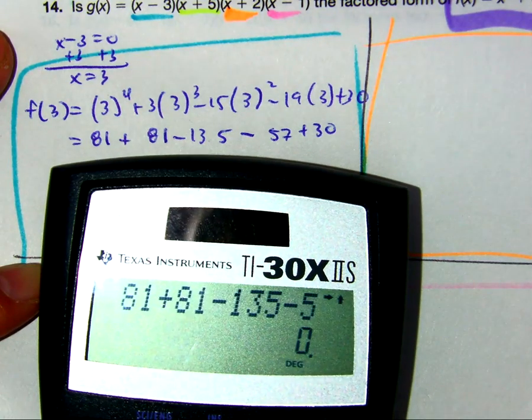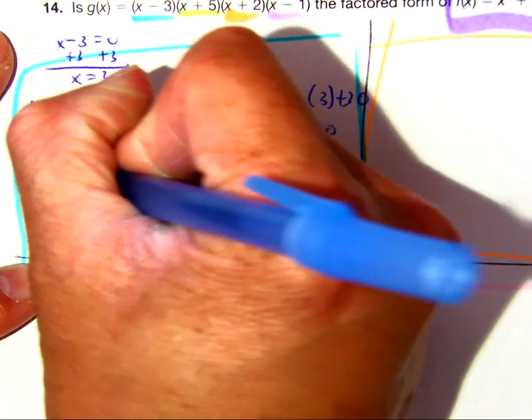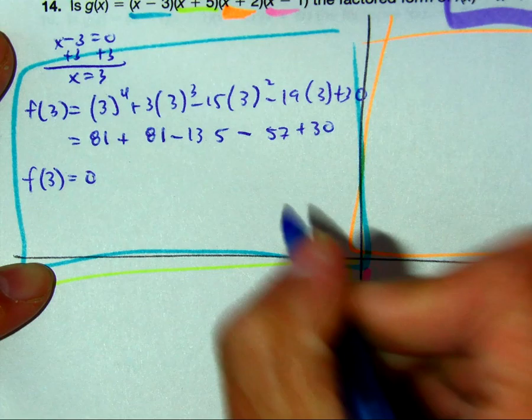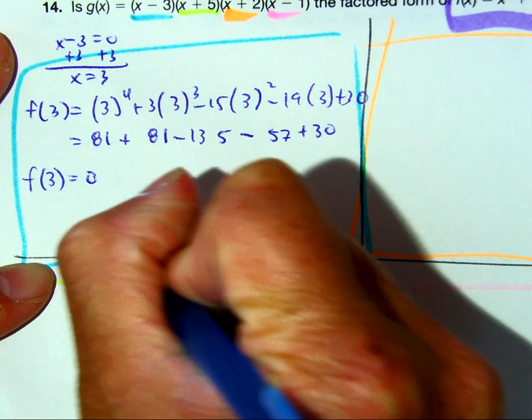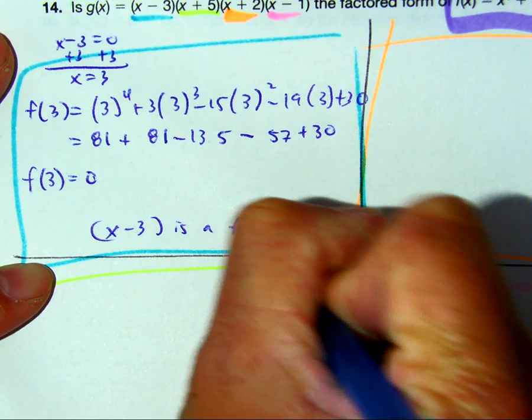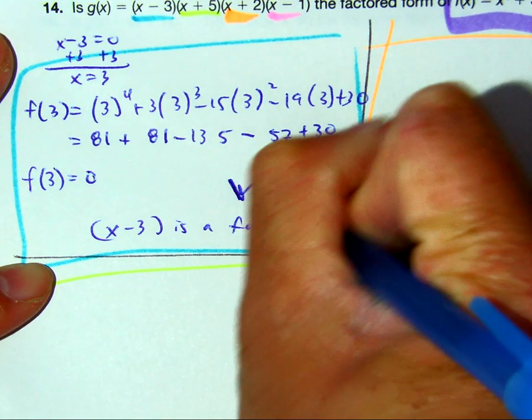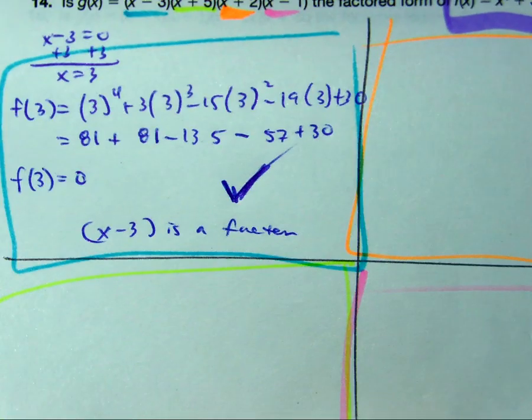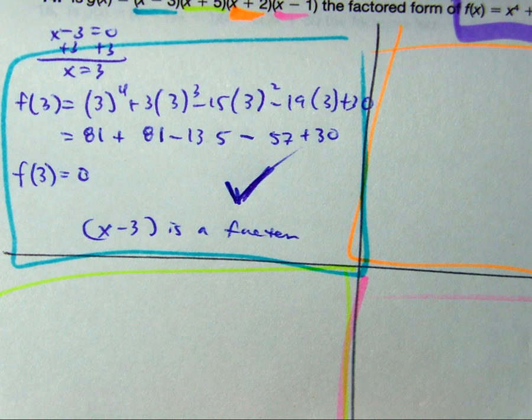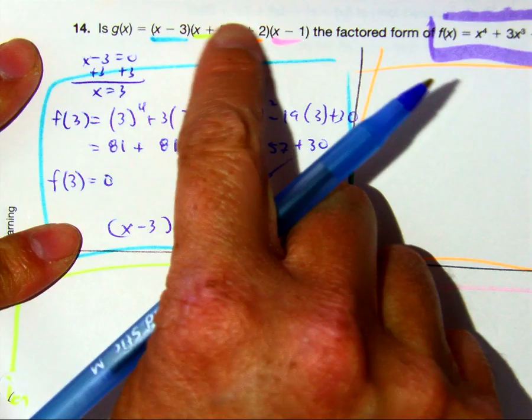And I get 0. Okay, what does that mean? x minus 3 is a factor. Or you could just put a big old check mark, because that's what I like to do. Okay, then I'm going to do the next thing with x plus 5.